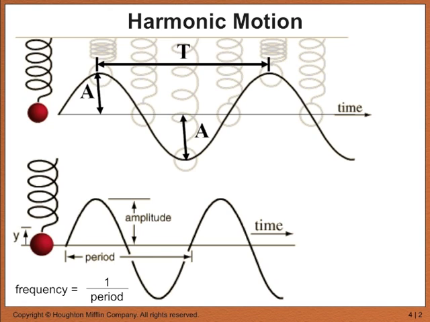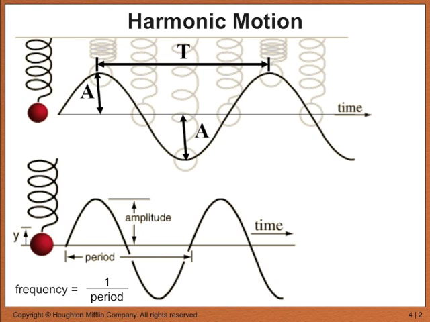For example, if you've ever seen a pendulum, like one of those old grandfather clocks, a pendulum swings back and forth. That's an example of harmonic motion. Harmonic motion is any type of oscillating or going back and forth type of motion. A ball bobbing up and down on a spring is harmonic motion. A buoy that bobs up and down on the ocean surface is an example of harmonic motion.